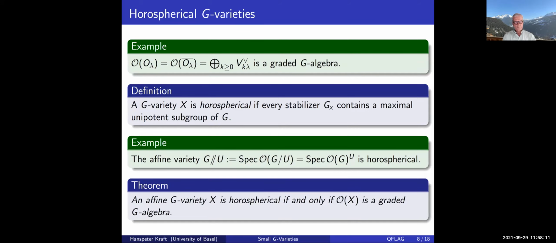So, theorem: an affine G-variety X is horospherical if and only if the coordinate ring of X is a graded G-algebra. So this is somewhat the almost geometric interpretation of the fact that the coordinate ring is a graded G-algebra. So the fact is every stabilizer contains a maximal unipotent subgroup, or you can say all orbits showing up in the variety X are in fact horospherical orbits.